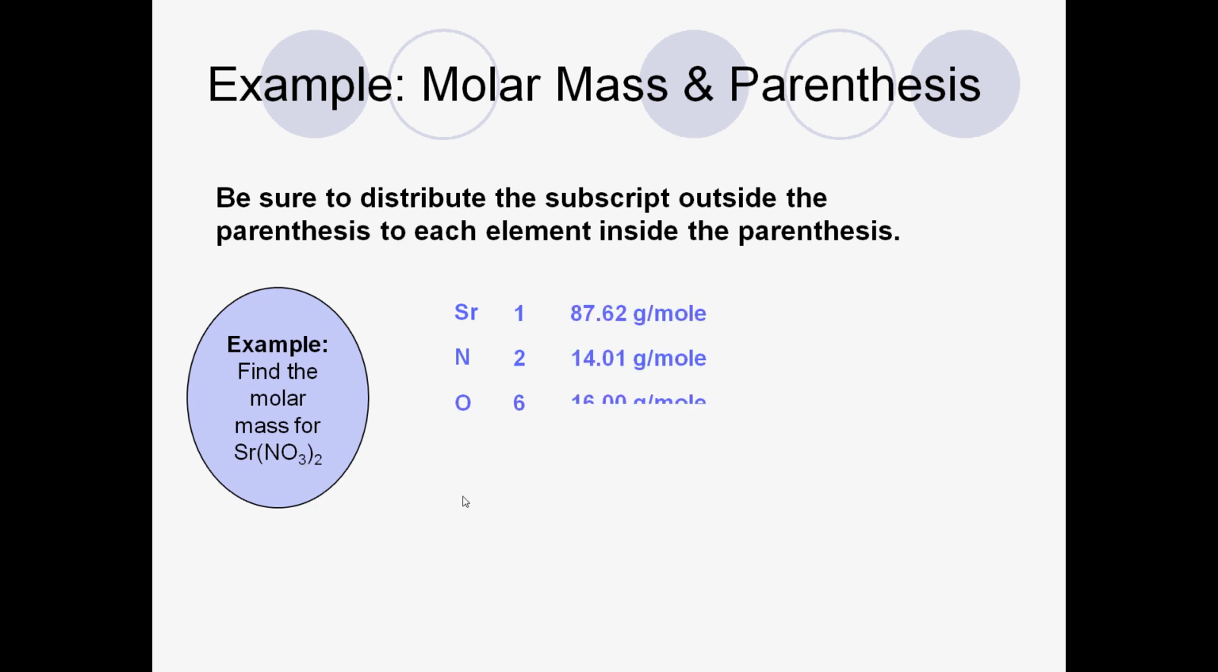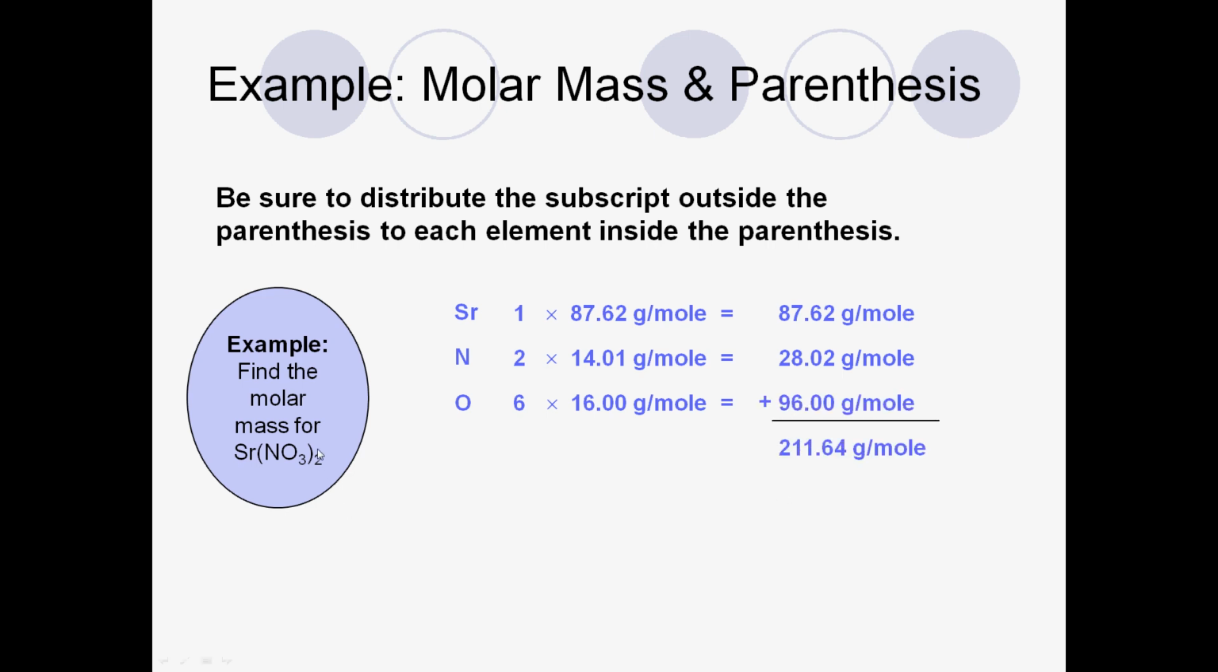Again, we look up our molar masses from the periodic table. We find those for all 3. We do our multiplication, get those 3 answers, and then we're going to add those all up together to get our final mass for this compound of 211.64 grams per mole.